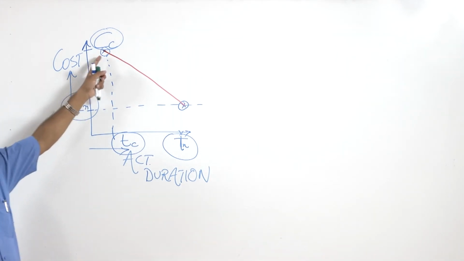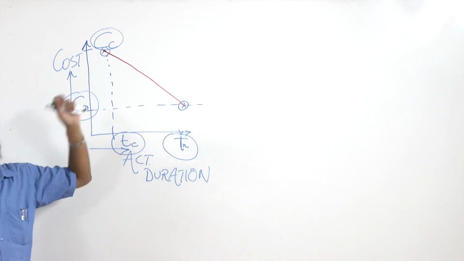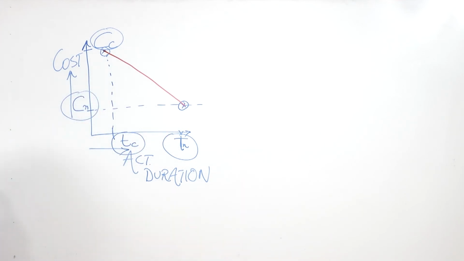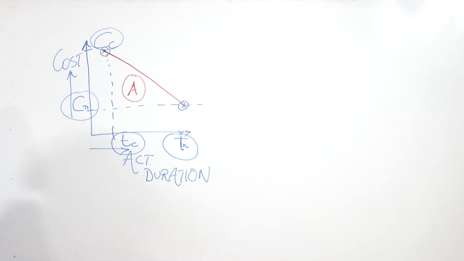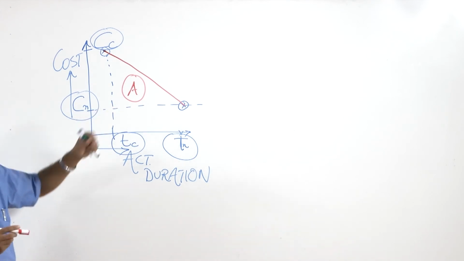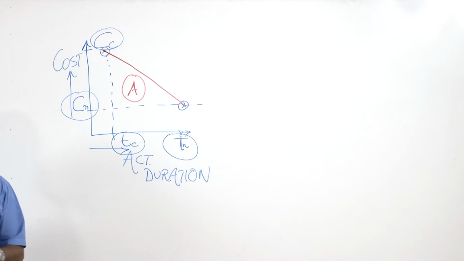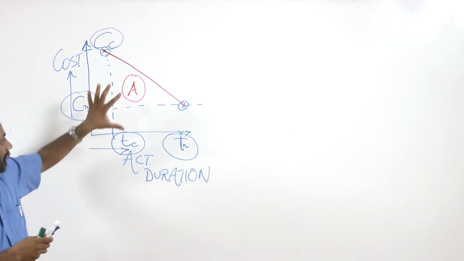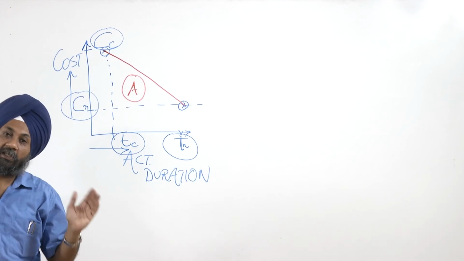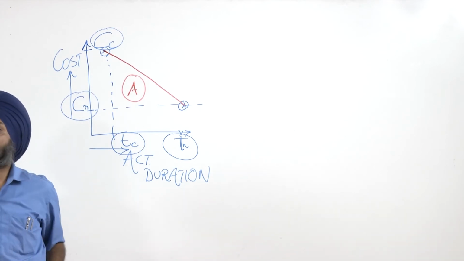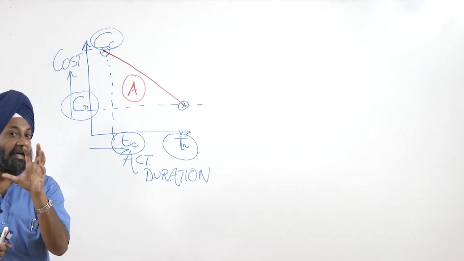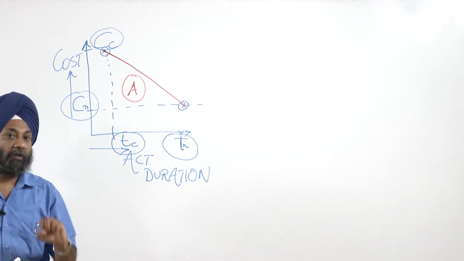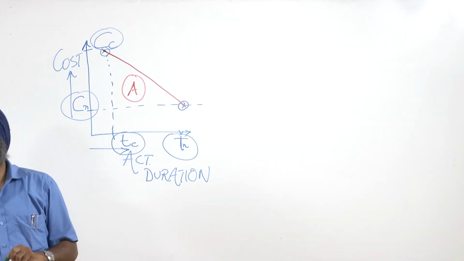So here we are assuming that there is a linear relationship for this time cost trade-off. This is, suppose, for activity A. Similar types of graphs we will get for all the activities. So this type of graph will be possible for each and every activity that we are going to have in our network. So for every activity we must now have 4 important data points.